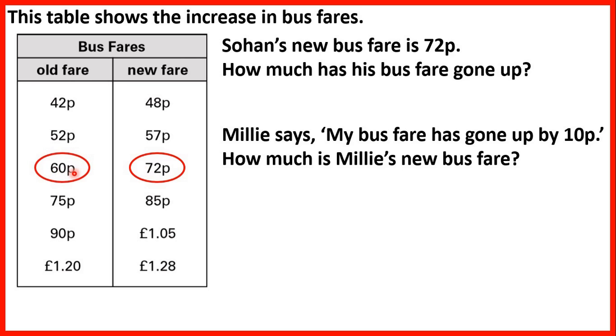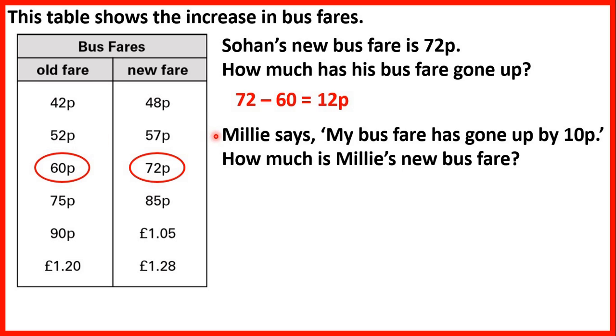But the question doesn't ask what was his old fare. The question asks how much has his bus fare gone up. So how much more is 72 pence than 60 pence? So here, because we're finding the difference, we need to use subtraction, and 72 minus 60 is 12. So that means his fare has gone up by 12 pence, because 72 pence is 12 pence more than 60 pence.